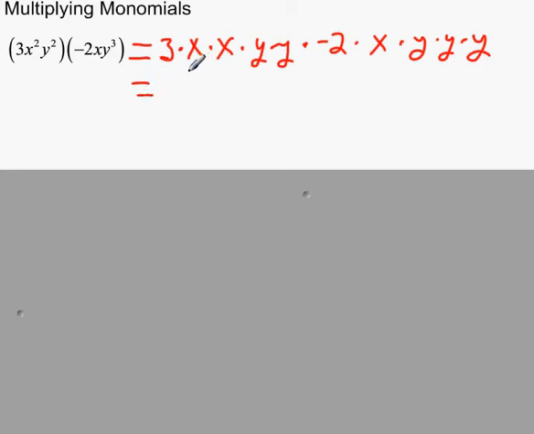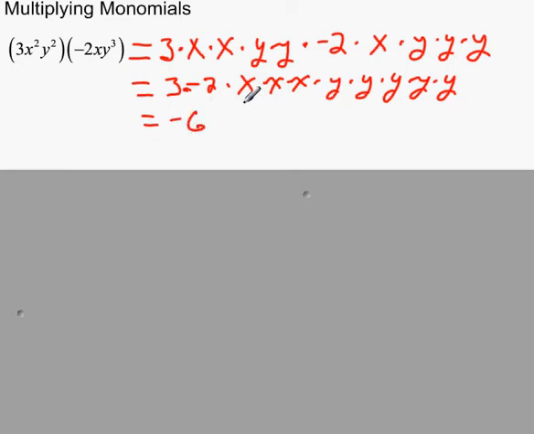We can use our commutative property of multiplication and rearrange this so that our numbers are together, our x's are together, and our y's are all together. Then we can simplify this back down by multiplying the 3 times negative 2 for negative 6, writing the 3 x's multiplied together as x cubed, and writing all 5 y's together as y to the 5th.